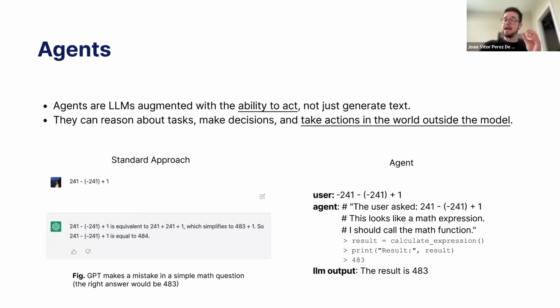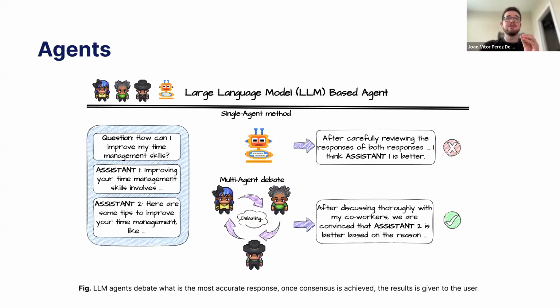A very good example of this as well would be that we could also have agents debating on the answer. In this example, you have a question: how can I improve my time management skills? And you have an assistant, which is your large language model. You have your assistant 2, which is your other large language model.